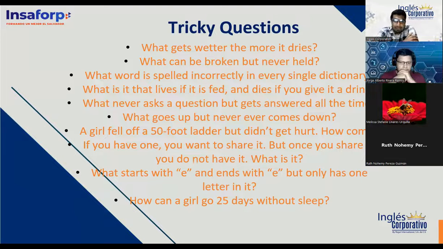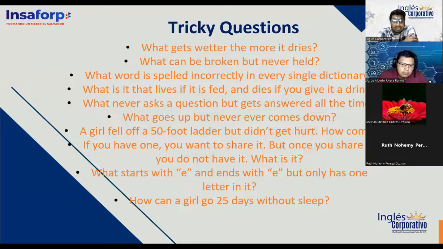What gets wetter the more it dries? That is the first one. What can be broken but never held? There is another one. Then we have, what word is spelled incorrectly in every single dictionary?